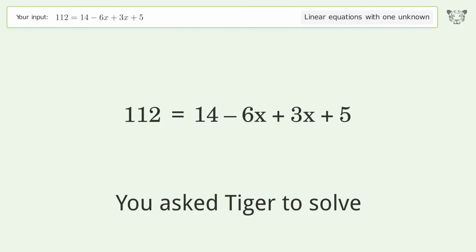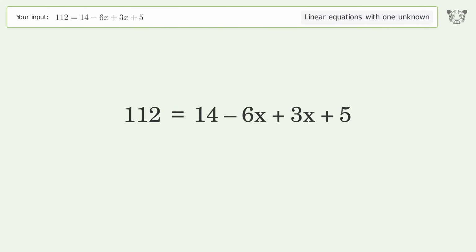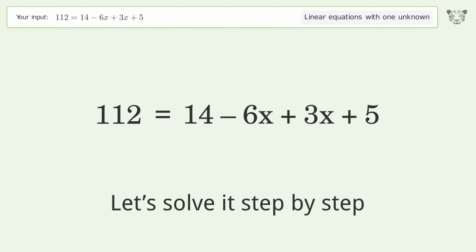You ask Tiger to solve. This deals with linear equations with one unknown. The final result is x equals -31. Let's solve it step by step.